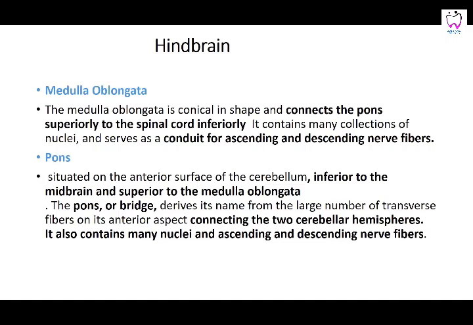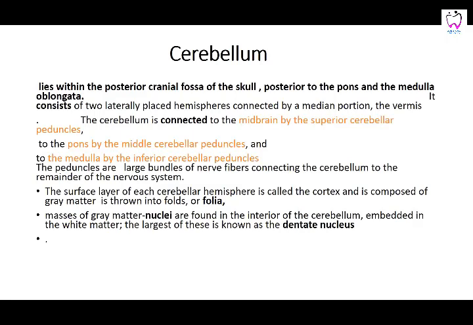Many nuclei and ascending and descending fibers pass through it, from the spinal cord to the medulla, medulla to the pons, and then to the midbrain. The cerebellum lies within the posterior cranial fossa of the skull and is posterior to the pons and the medulla oblongata. It has two laterally placed hemispheres connected together by a central narrow portion called the vermis. The cerebellum is connected to the midbrain by the superior cerebellar peduncles, which are white matter. Then by the middle cerebellar peduncles to the pons, and to the medulla by the inferior peduncles.